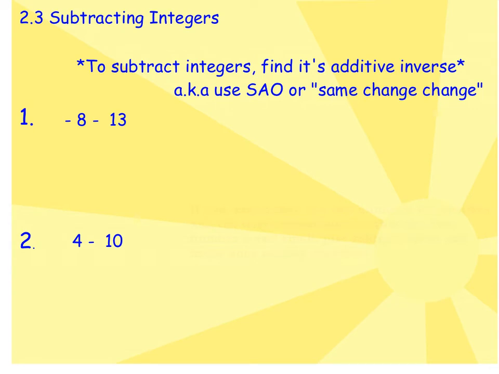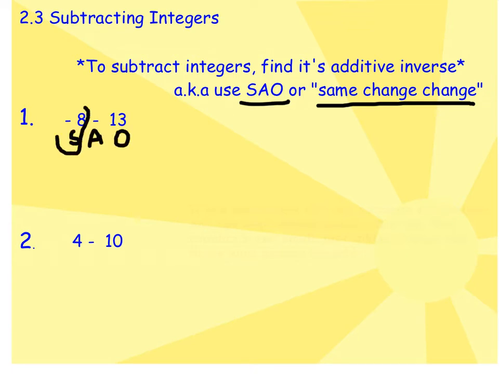Another way to think of using the additive inverse is to use what's called SAO. Maybe your teacher last year called it same, change, change. Well, I like to use SAO. And so I'm going to show you how to subtract integers using SAO, which is really just using the additive inverse. So, for example, in problem number 1, we have negative 8 minus 13.